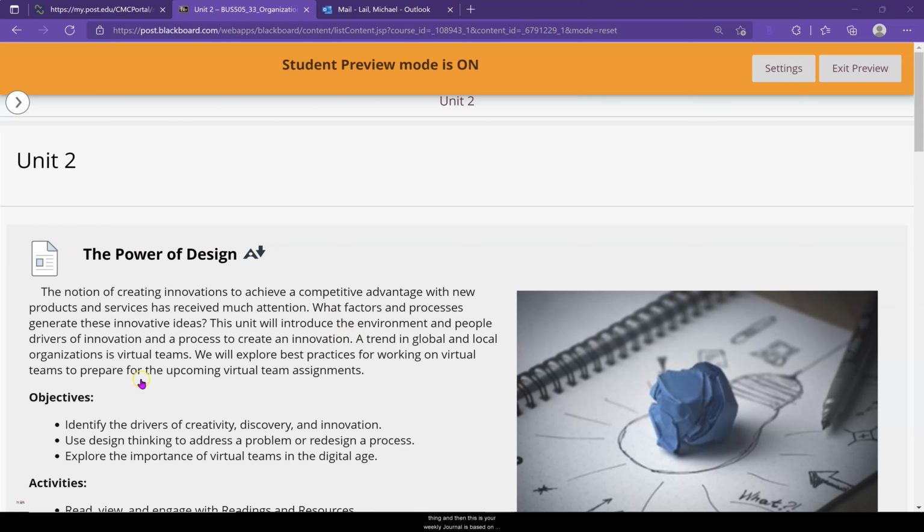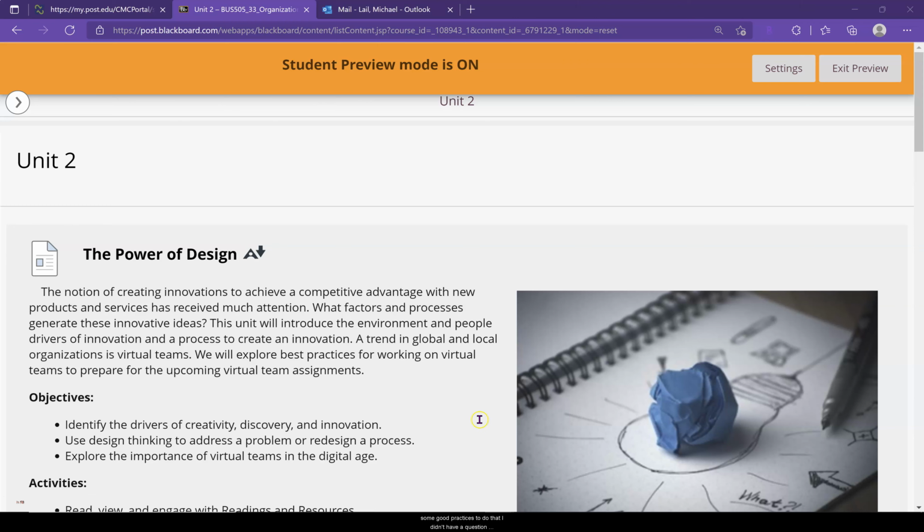And then this is your weekly journal. It says, based on what you read in the unit, what are some best practices for virtual team collaboration? So it brings in another element, right? A very timely element. More and more teams are meeting virtually and working together on a virtual basis. There are some benefits to that. So how can we make sure that we use some good practices to do that?